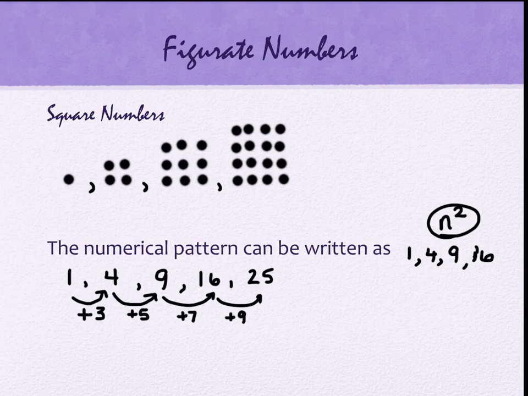But if I did the second differences, what would I get? I'd see the pattern very quickly. And you probably saw the pattern before for the next one. But it's the second differences that actually show the common difference of +2. And it becomes very clear. So this is also a second difference form.